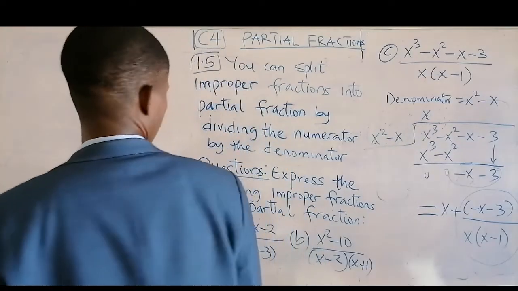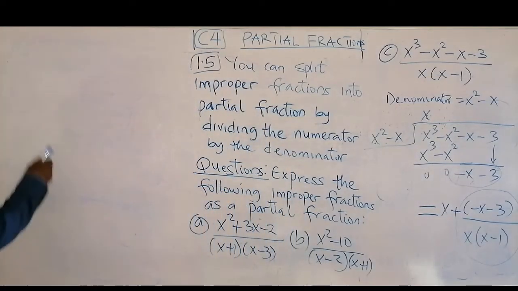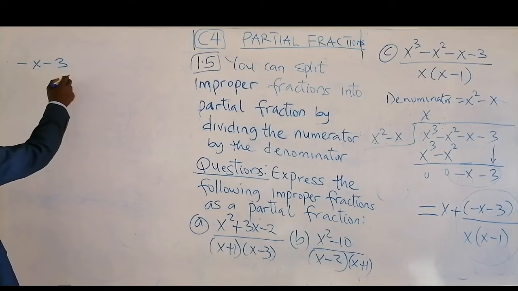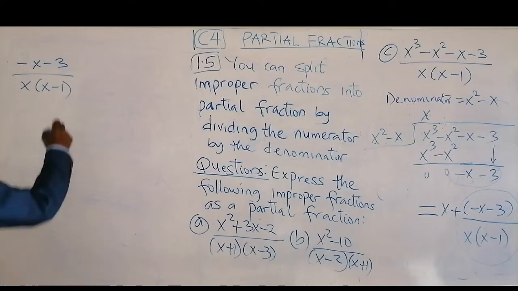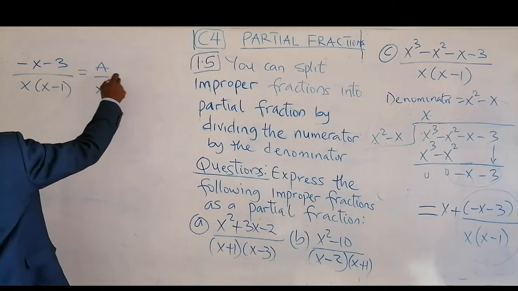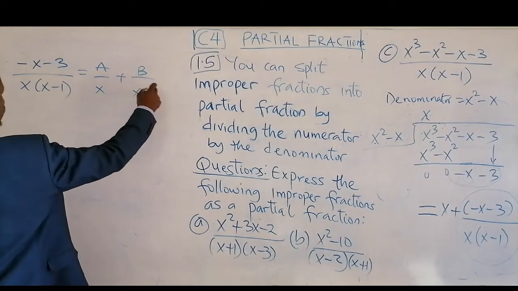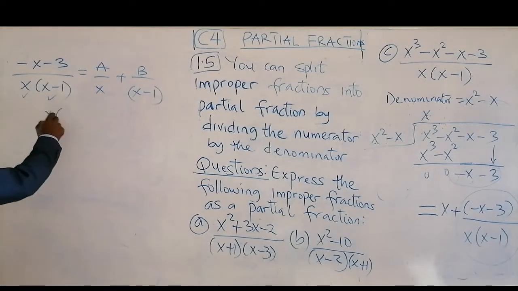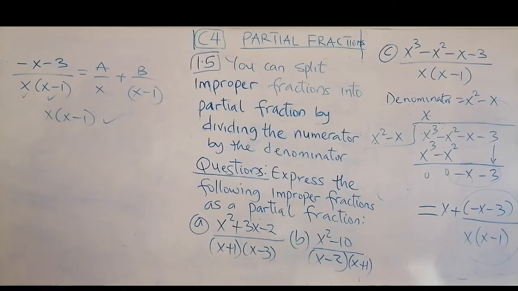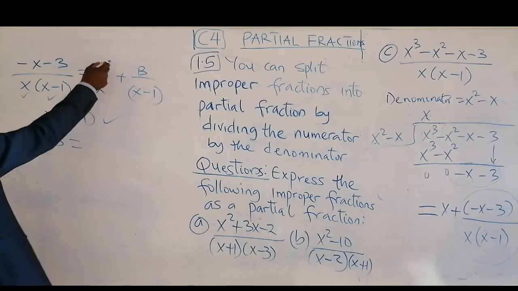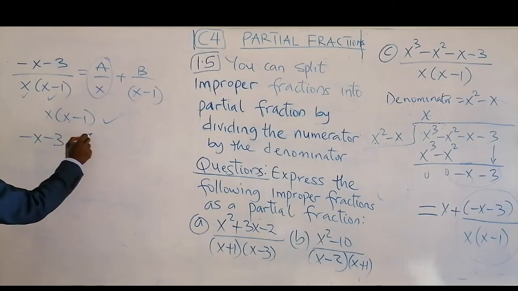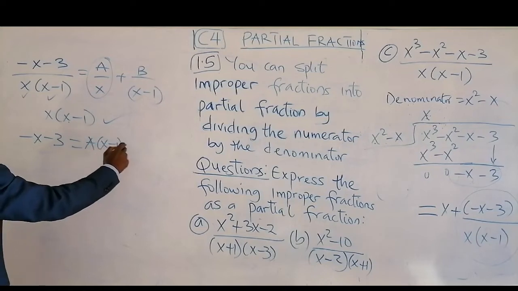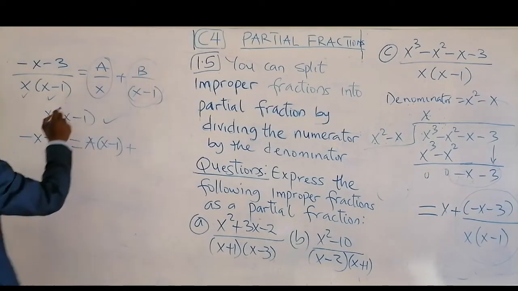Okay, so I'll take that one out. This will be x minus 3 all over x into bracket x minus 1. And this will become a over x, plus b over x minus 1. So this is the linear factor. So multiply through by the common factor, which is this. So we now have the numerator on the left equal to this fraction times this. That will give me a times x minus 1, plus this fraction also times the common factor. That will give me b times x.